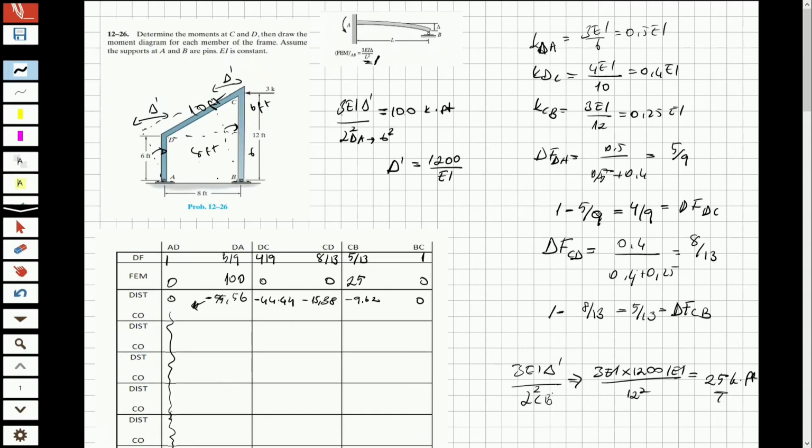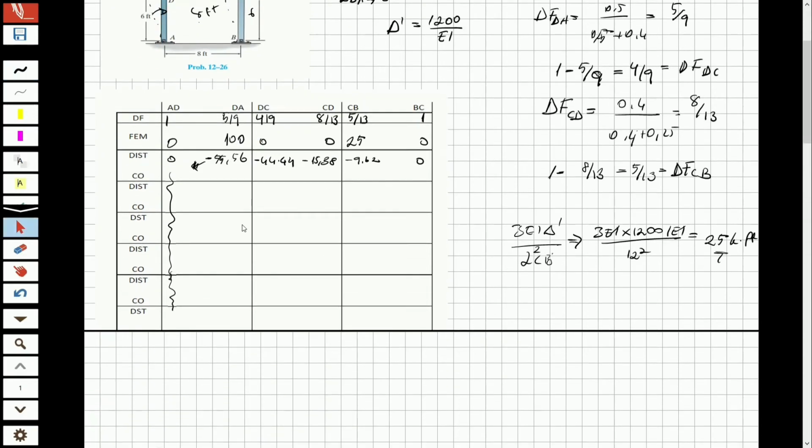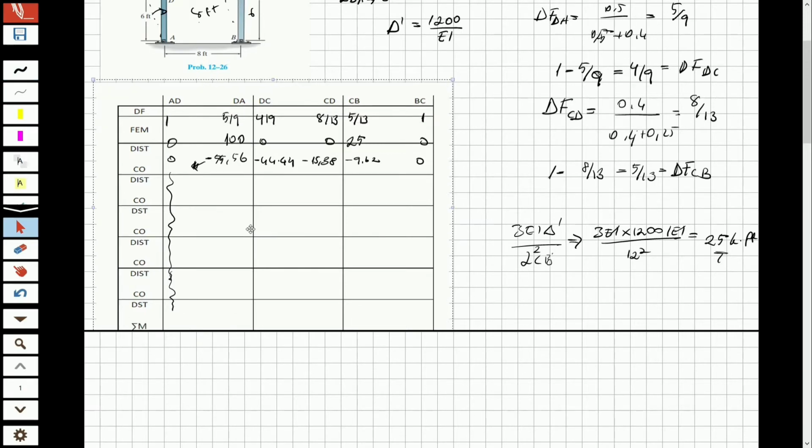One second, I have a problem with this table. Yeah, now it is okay.